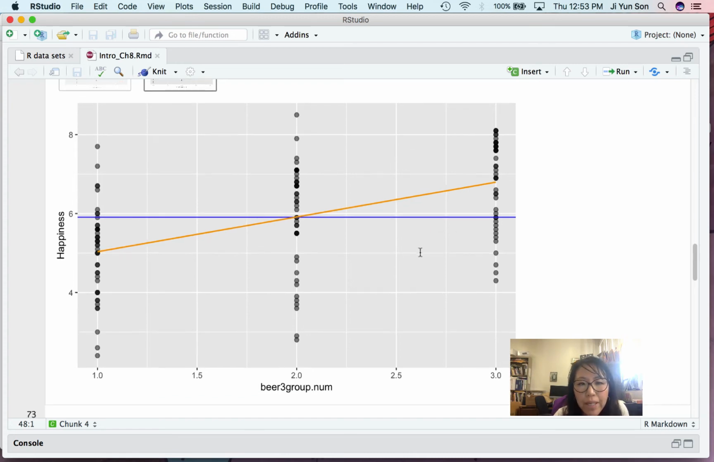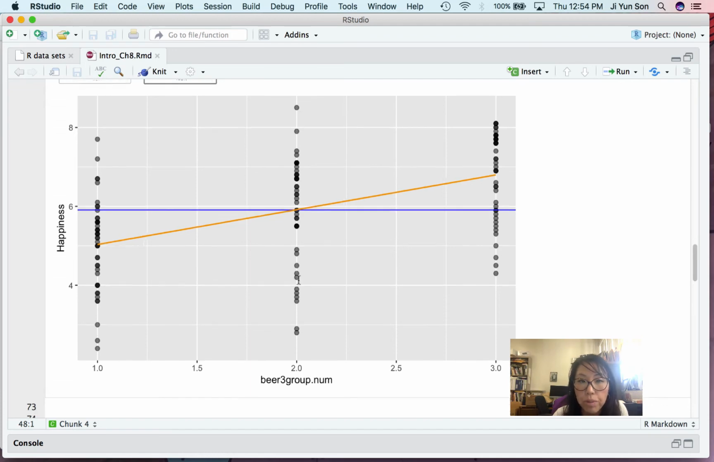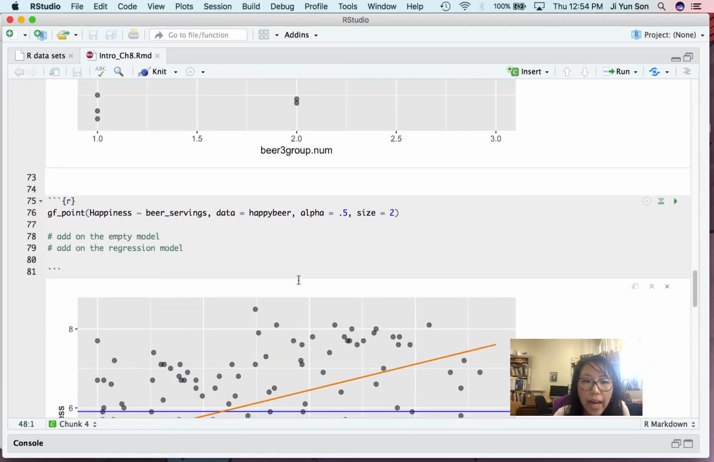Not only that, but why are we grouping them into 3 beer groups when these countries don't drink exactly the same amount of beer? Some countries drink a lot of beer, some countries don't drink a lot of beer, even within one medium beer drinking group. So why don't we show that, right?